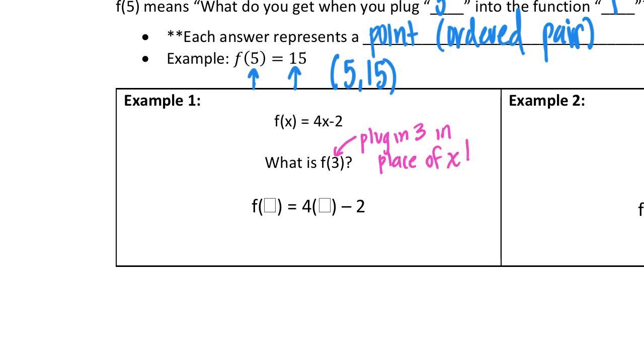That's all that is telling us to do. It's just some math notation. So we'll take that 3 and we'll put it where we see that x right above. Let's try it beneath here. So f of 3 would be 4 times 3 minus 2.